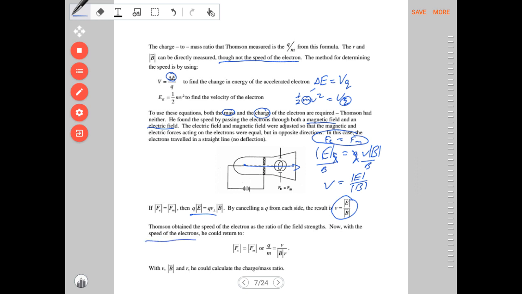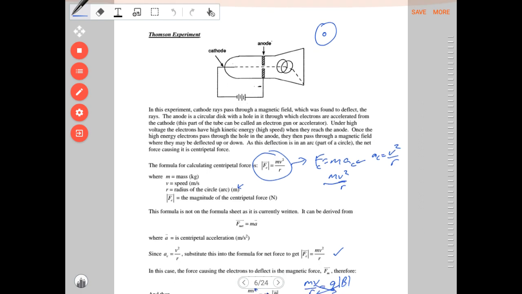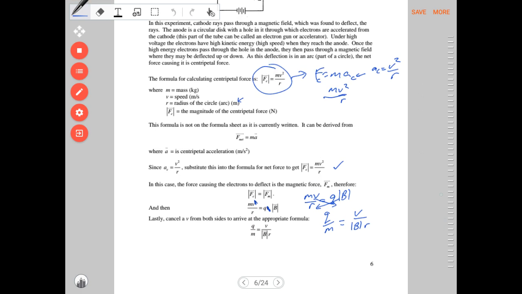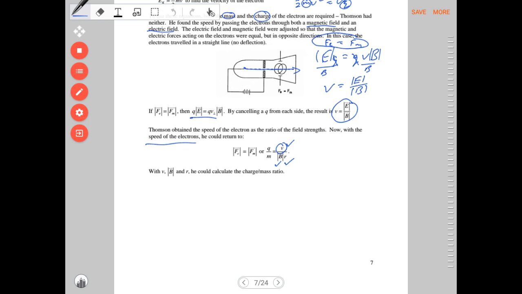Now that he had that speed, we could come back to the charge to mass ratio, because he now has the speed. He could measure the magnetic field, and he could measure the radius. So once we have all those things, now we could figure out the charge to mass ratio. So that was that number that we talked about from this page, right at the bottom. No, not there. Sorry, my bad. Anyways, once he had that, he could figure out the charge to mass ratio. Awesome.